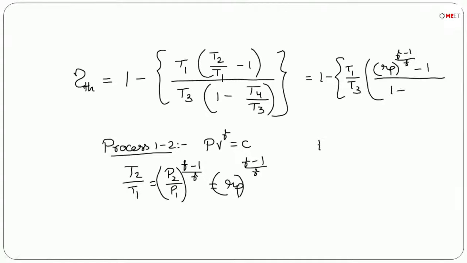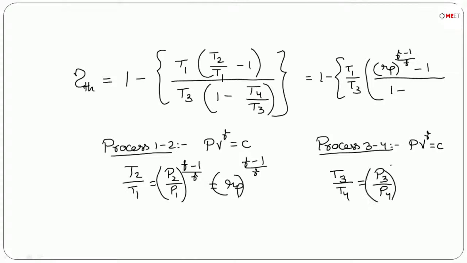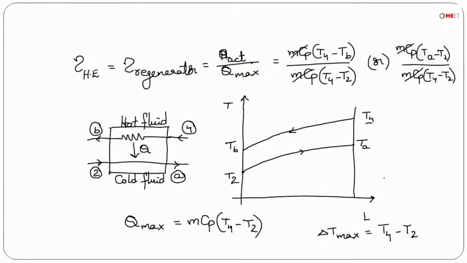So let us go for process 3 to 4. Process 3 to 4 is isentropic expansion in the turbine, so PV to the power gamma equal to constant. From this we can write T3 by T4 is equal to (P3 by P4) to the power (gamma minus 1) by gamma. P3 by P4 is nothing but the pressure ratio, that is Rp to the power (gamma minus 1) by gamma.